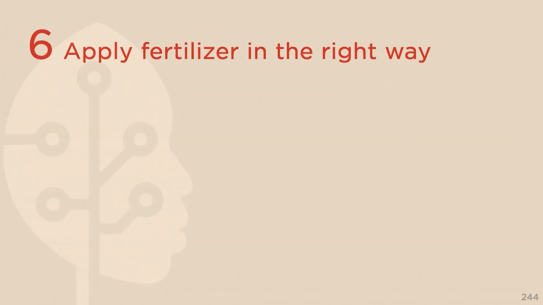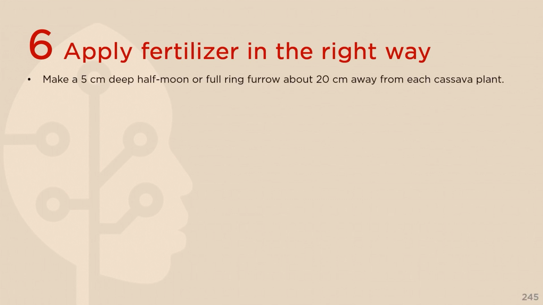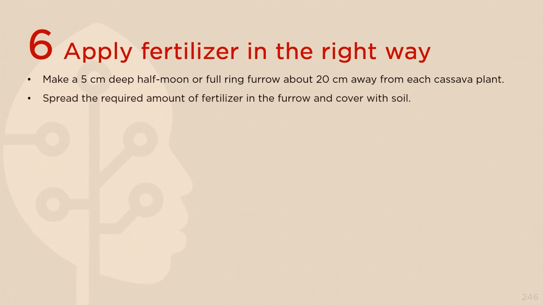We can now proceed to the final step. Step 6. Apply fertilizer in the right way. To apply fertilizer correctly, make a 5 cm deep half moon or full ring furrow about 20 cm away from each cassava plant. Spread the required amount of fertilizer in the furrow and cover with soil.